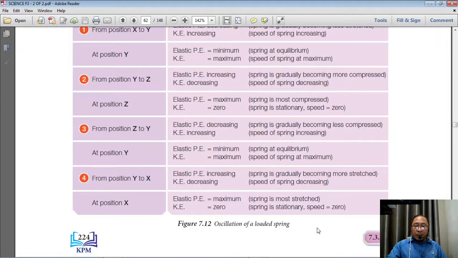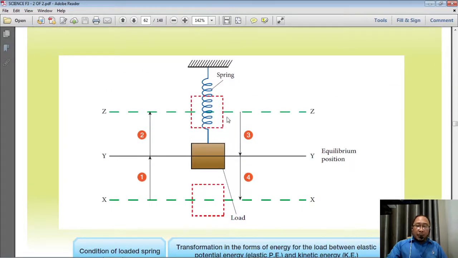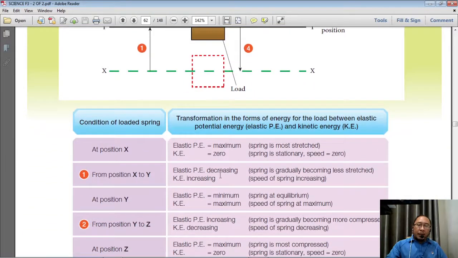Okay, so this second example is the oscillation of a loaded spring. This spring also shows the principle of conservation of energy, in which energy is converted from one type to another type. The same thing will happen. At different positions, you have to know what the type of energy is and what the situation of that energy is.